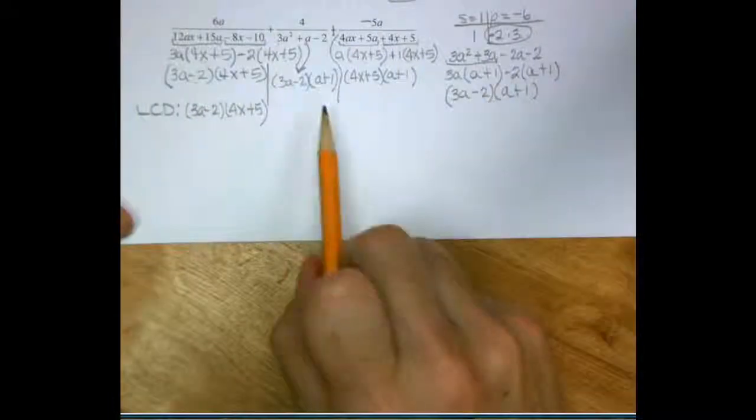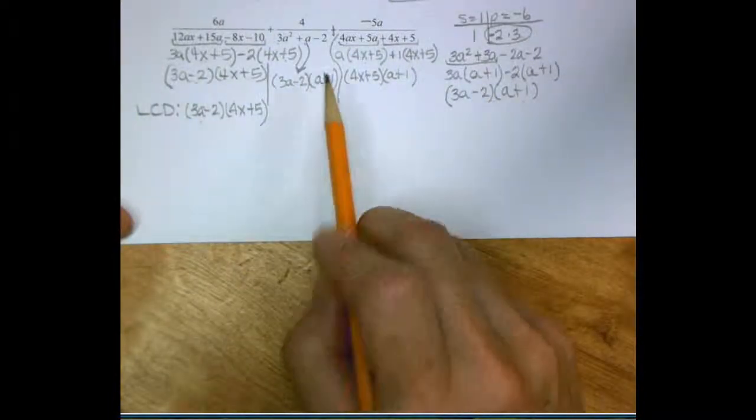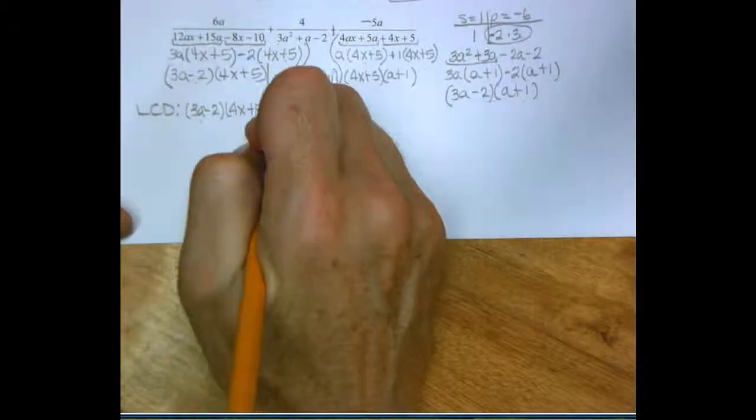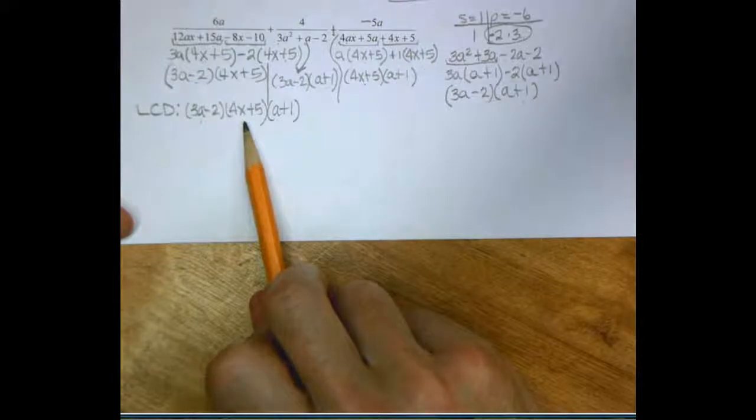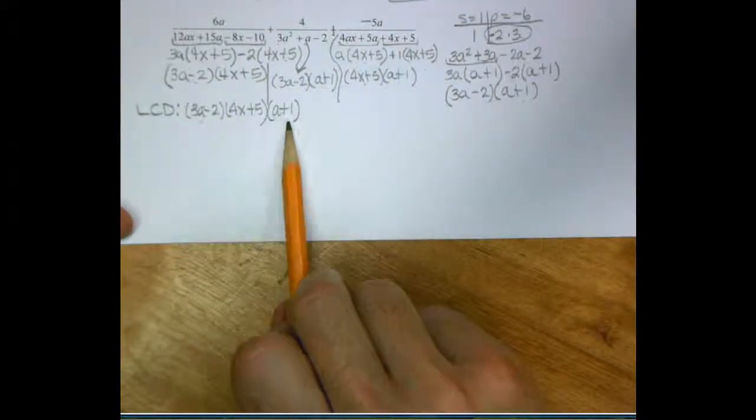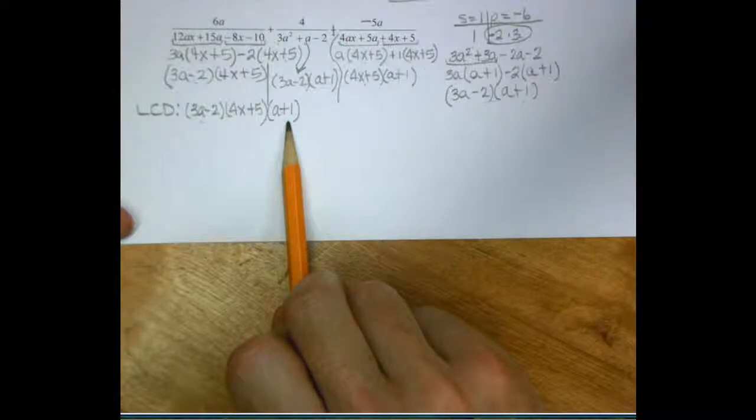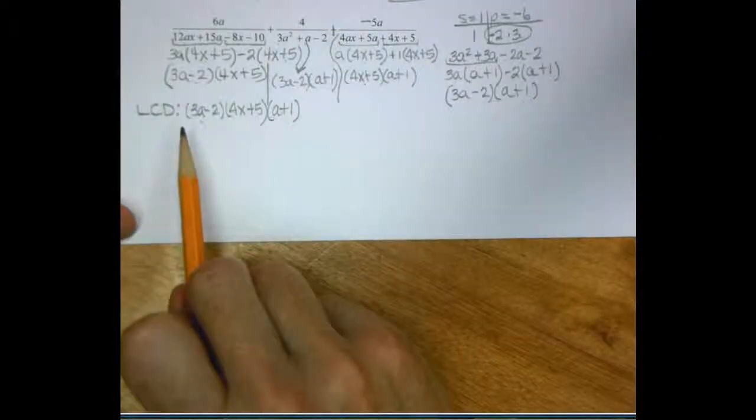And then I look at the second denominator. I need a 3a minus 2. I already have one. I need an a plus 1. I don't have that. And then my third denominator, I need a 4x plus 5, and I already have it. I need an a plus 1. I already have it. So I have 1, 2, 3 factors in my LCD. So I want to look at each of my denominators and see what's missing. What do I have to multiply by?